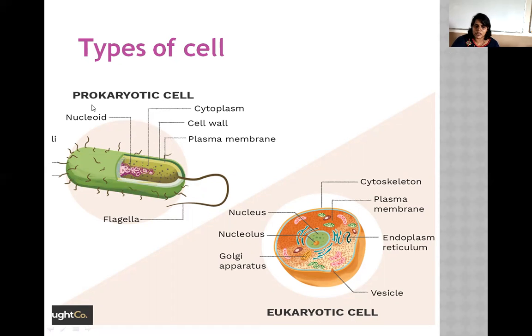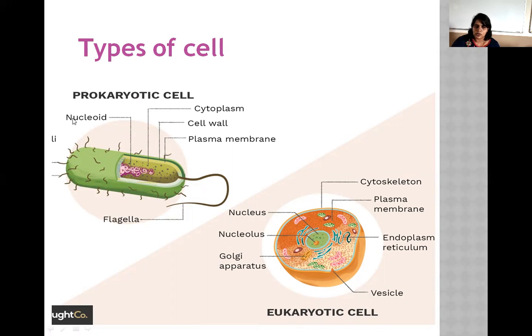The main difference between prokaryotic and eukaryotic cells is that in the prokaryotic cell, as you can see in the picture, there is no nuclear membrane. It means that the nuclear material, or the genetic material, is freely found in the cytoplasm, in a region termed the nucleoid. And there are no membrane-bound cell organelles. Whereas in the eukaryotic cell, the nucleus is enclosed in a well-organized nuclear membrane, and it also contains membrane-bound cell organelles.